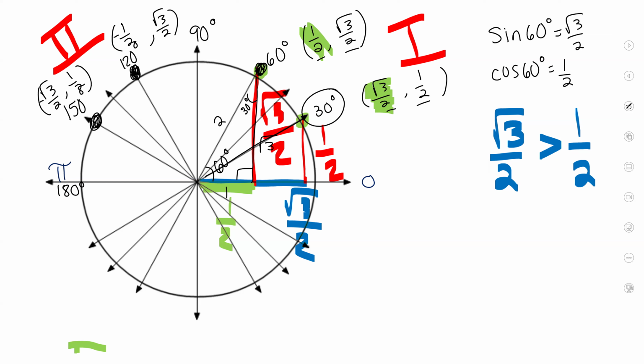Now you can figure out the third quadrant based off of what we did over here in the first quadrant. So 180 plus 30 degrees is what? 210 degrees, plus another 30 is 240, plus another 30 is 270. Okay, so guys, 210, what is your reference angle?